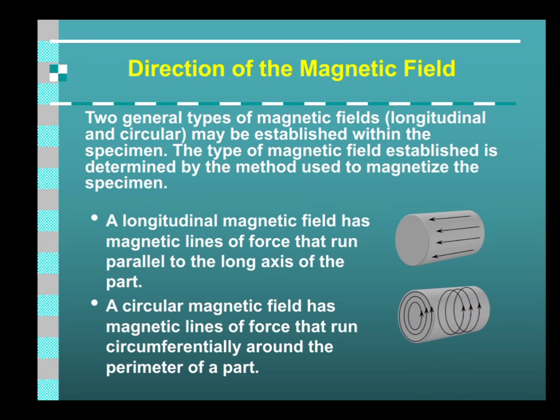Direction of magnetic field. Two general types of magnetic fields may be established within the specimen. The type of magnetic field established is determined by the method used to magnetize the specimen. A longitudinal magnetic field has magnetic lines of force that run parallel to the long axis of the part. A circular magnetic field has magnetic lines of force that run circumferentially around the perimeter of the part.